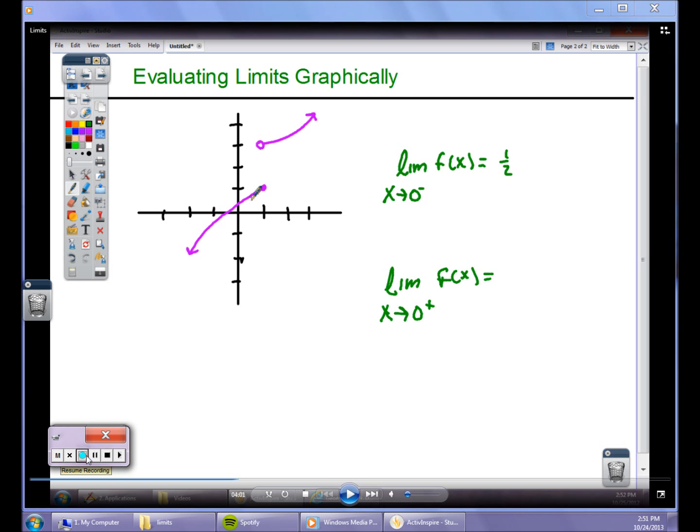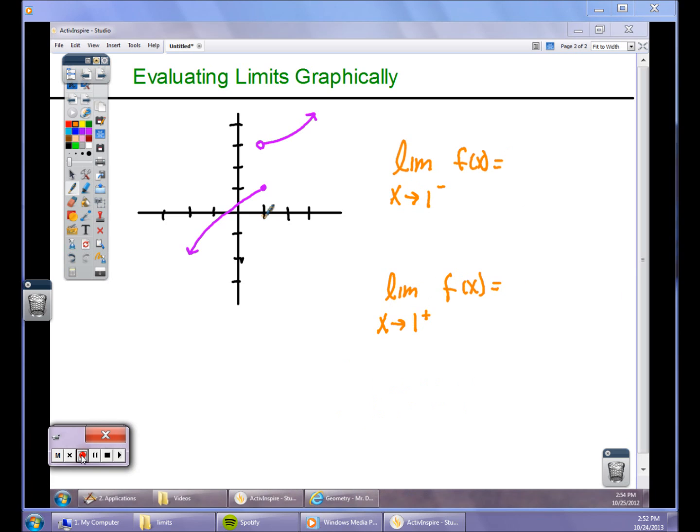Now let's find the limit as x approaches 0 from the right-hand side. I'm coming from the right of 0 towards 0, and I'm getting, again, the same value that f of x is approaching, 1/2. So now I can make the statement, the limit as x approaches 0 of f of x is equal to 1/2. This is because the left-hand limit of 1/2 is equal to the right-hand limit of 1/2. In order for a limit to exist, the left and right-hand limits must be the same. In this case, they are.